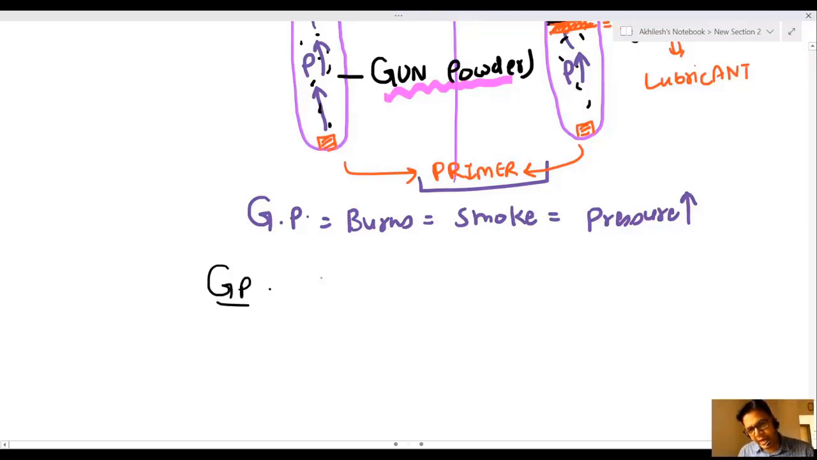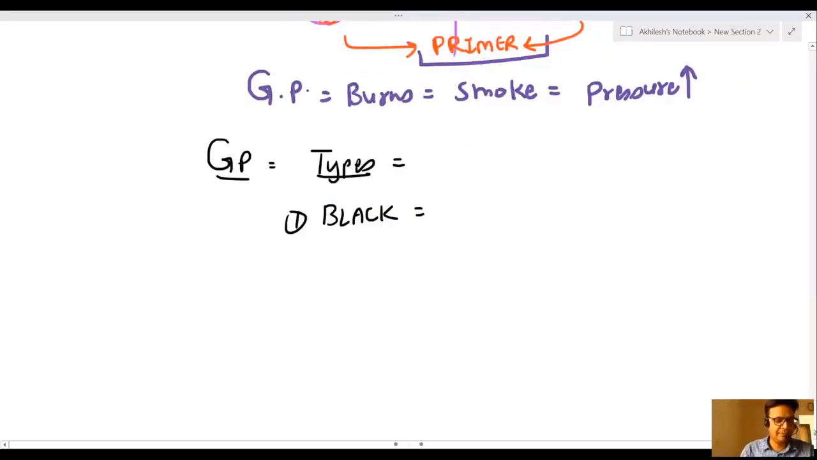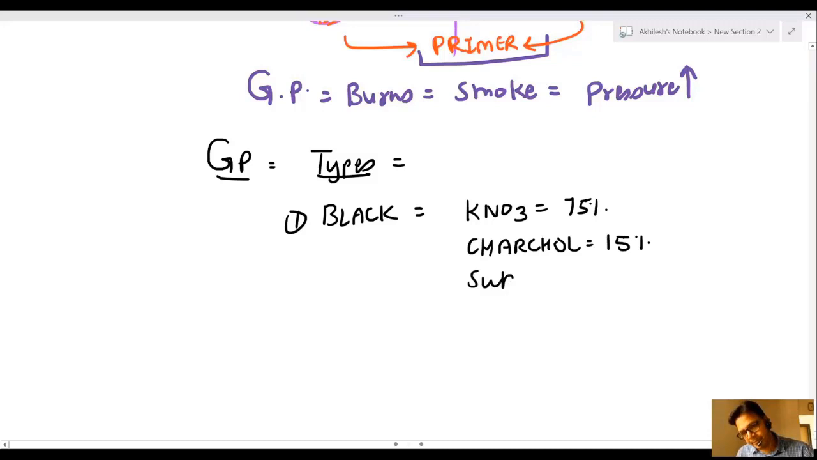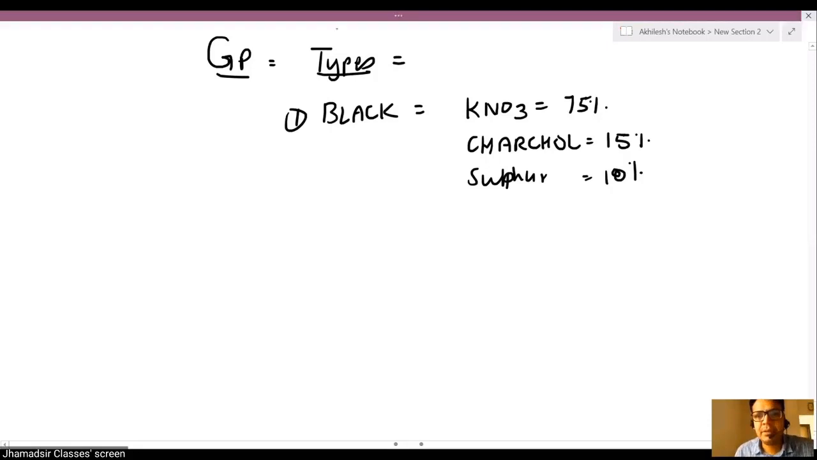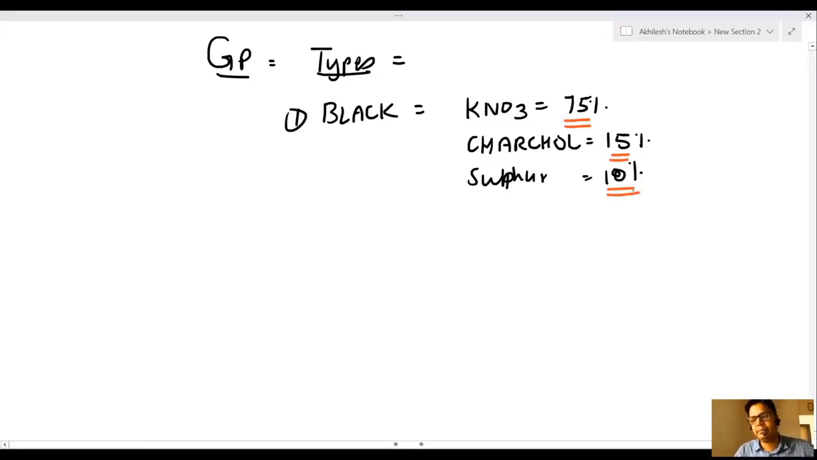Gunpowder. First, I will discuss types of gunpowder. First is black gunpowder. What is black gunpowder? Black gunpowder is potassium nitrate 75%, charcoal 15%, and sulfur 10%. This is the composition of black gunpowder. Again, I'm revising, my dear friend: potassium nitrate 75%, charcoal 15%, and sulfur 10%. This is the composition of black gunpowder.